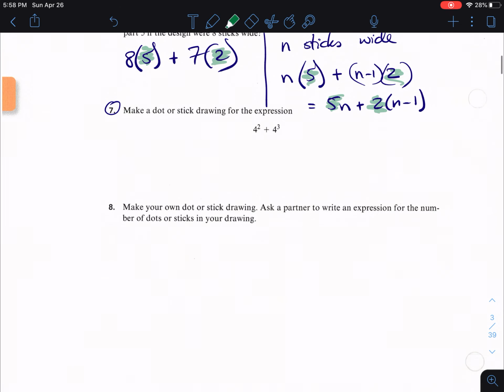So I'd like you to finish up question 7 and see if you can draw a stick pattern for the 4 squared plus 4 cubed expression.